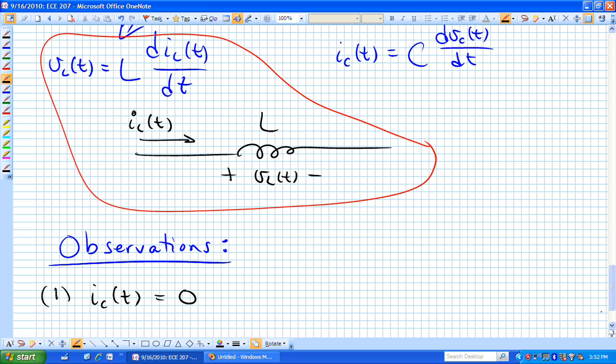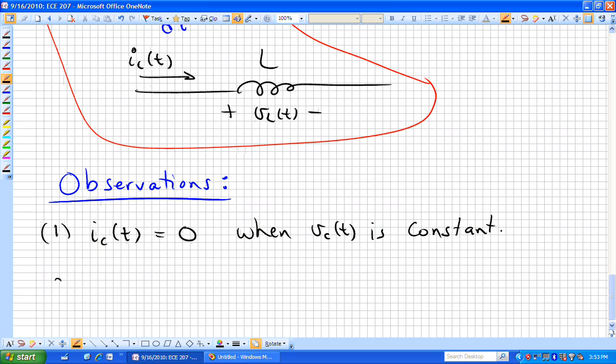If we have a constant voltage across that capacitor, the current is going to be 0. I sub C of t, our capacitor current, is 0 when the capacitor voltage, V sub C of t, is constant. That's one observation, and you can get that just by looking at the current voltage relationship of a capacitor.